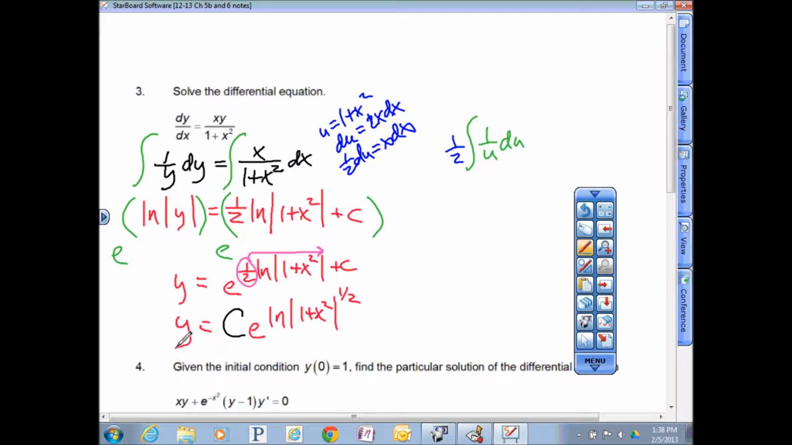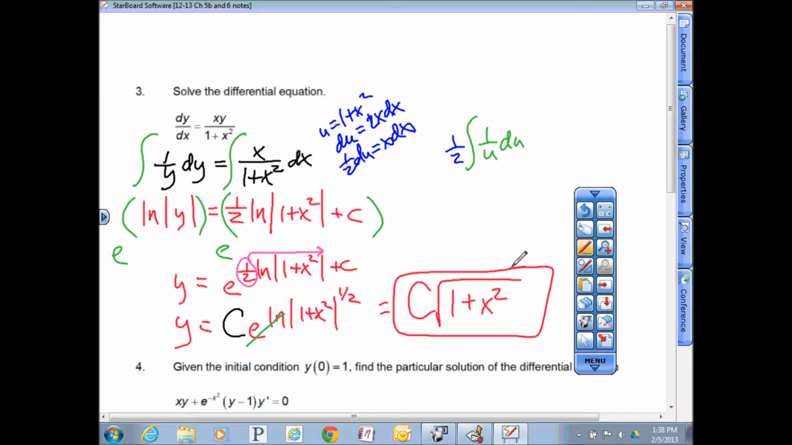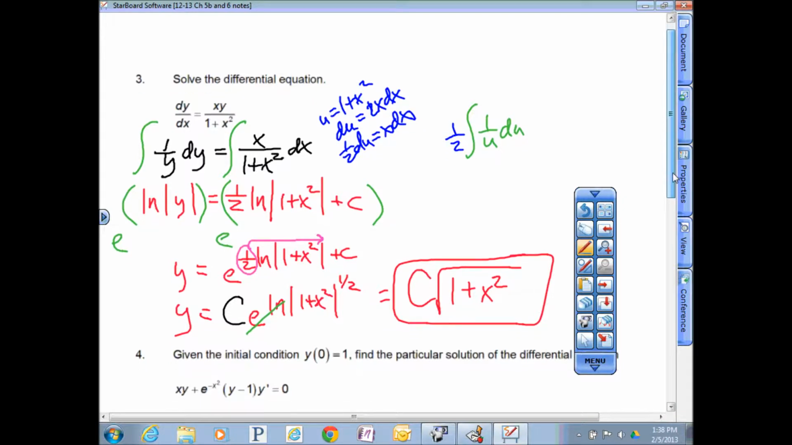But now if I want to clean this up, I'm probably not going to leave e and natural log in the same equation. I'm going to drop those two things out. So if I do that, I've got my c times the square root of 1 plus my x squared for the solution to my differential equation. Or 1 plus x squared to the 1/2 power would be just fine also. So there's a little practice there.